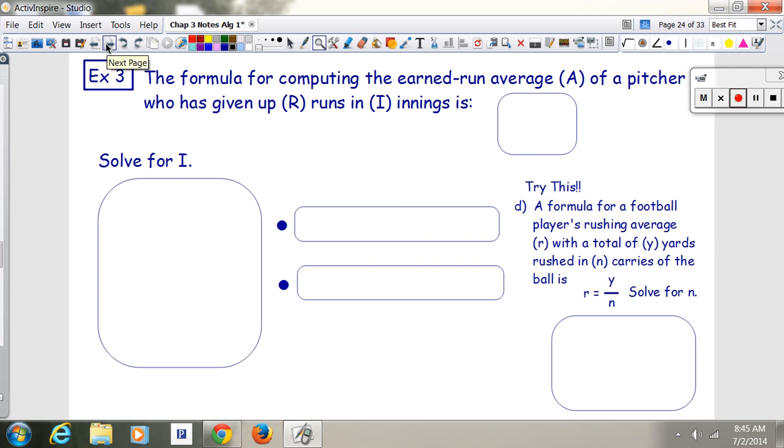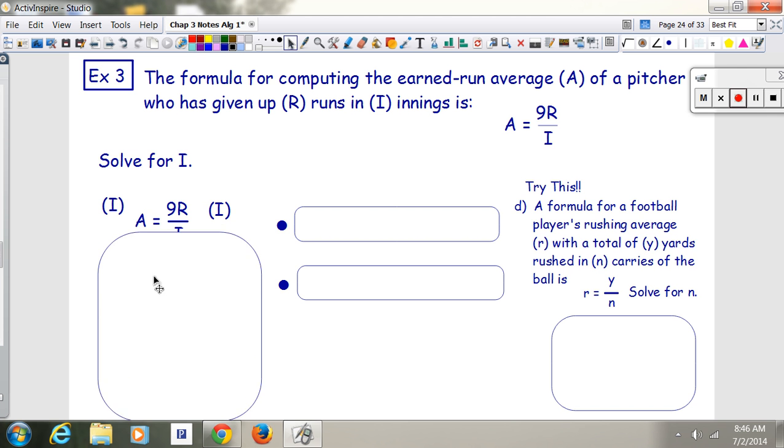Okay, the formula for computing the earned run average of a pitcher who has given up R runs in I innings is that. That is the formula for a pitcher's earned run average: 9 times the number of runs divided by the number of innings. That's the earned run average. They want us to get the I by itself. They want us to solve for I.